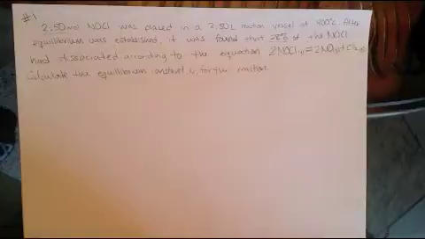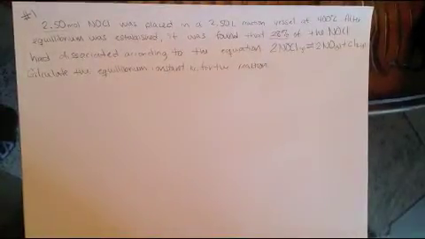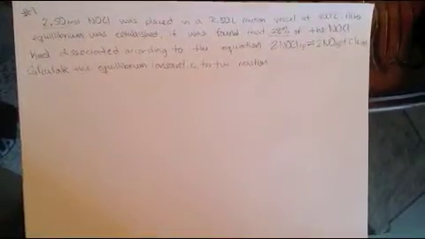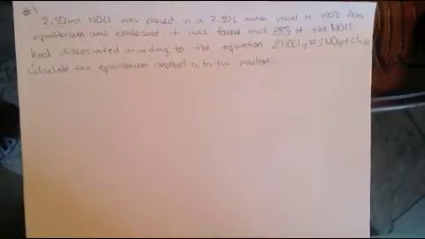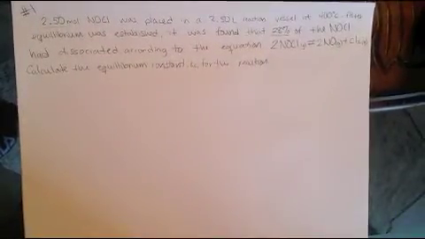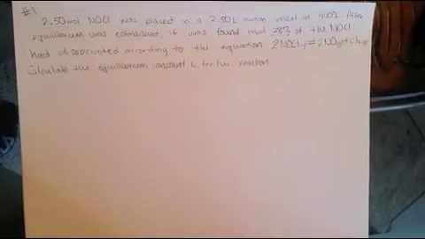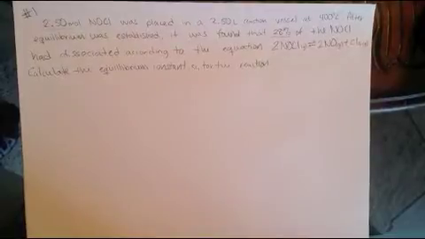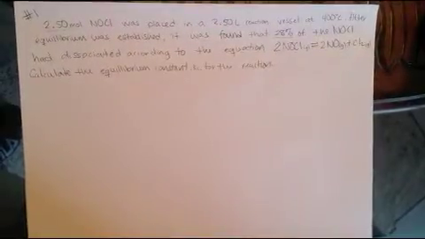So the problem states 2.50 moles of NOCl was placed in a 2.50 liter reaction vessel at 400 degrees Celsius. After equilibrium was established, it was found that 28% of the NOCl had dissociated according to the equation 2NOCl dissociates into 2NO plus Cl2. Calculate the equilibrium constant Kc for the reaction.